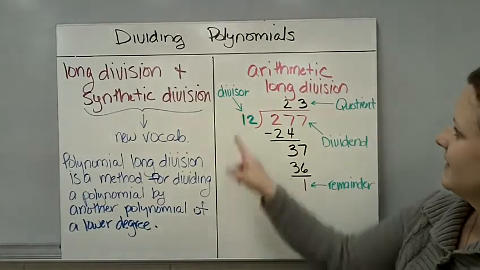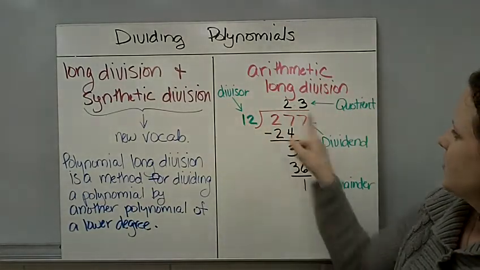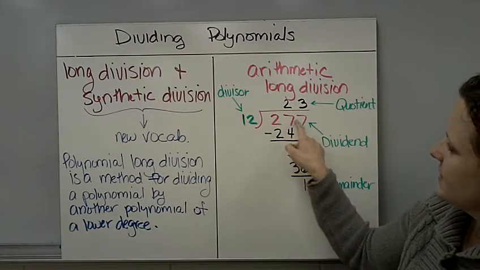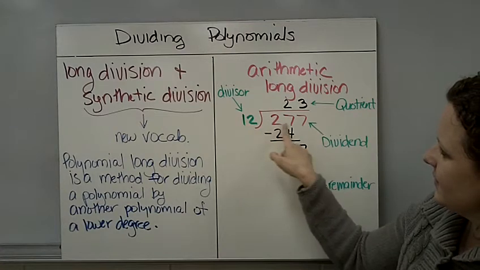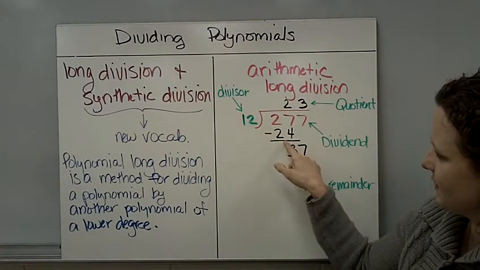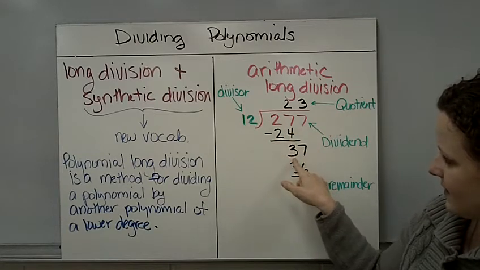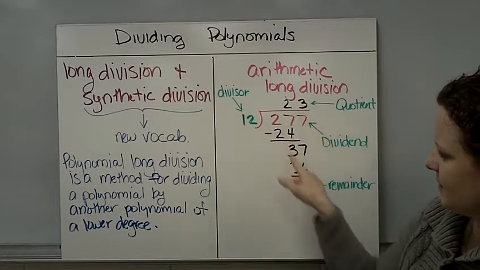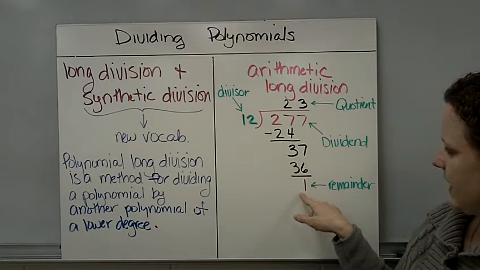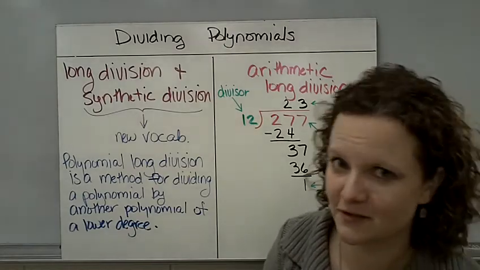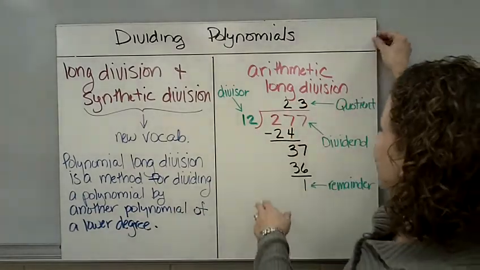Long division. So we have a divisor, a quotient, a dividend, and a remainder. If you remember, 277 divided by 12. You divide, 12 goes into 27 twice, 2 times 12 is 24, subtract, 3. 12 goes into 37 3 times, 3 times 12 is 36, subtract and you have a remainder. That's your elementary division lesson for the day.